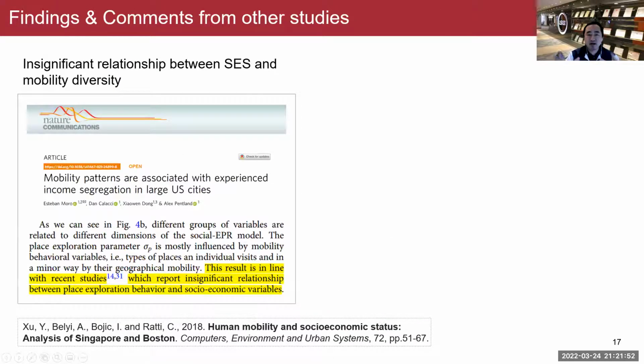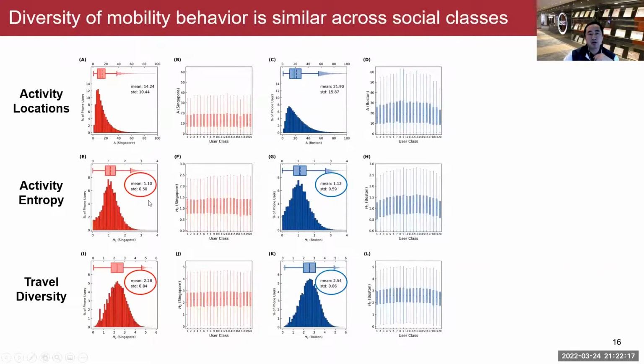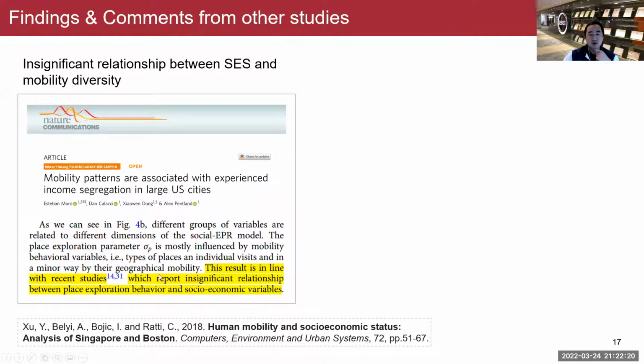Later on, there are some other studies that try to do similar things, and they compare their results with ours. For example, recently there was a Nature Communications paper looking at mobility patterns in large US cities, and they came up with a metric to quantify the way people explore new places. It is very equivalent to the diversity measures we have here. They also cite our study, saying they found results very consistent with ours, that place exploration or mobility diversity does not seem to vary significantly across different socioeconomic classes. In other words, this seems to be a very robust finding across many studies.